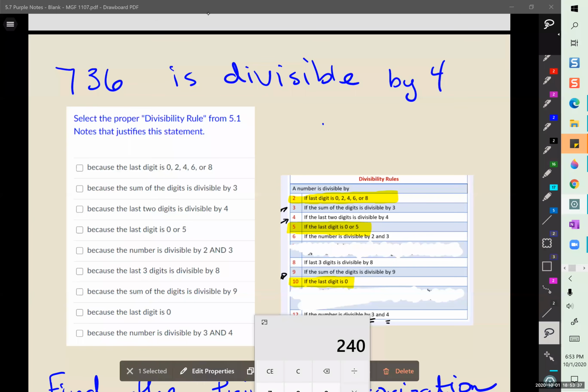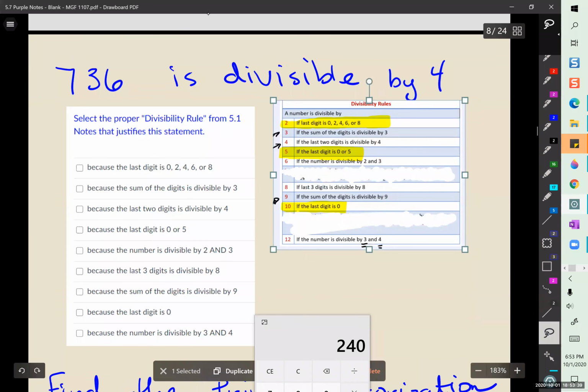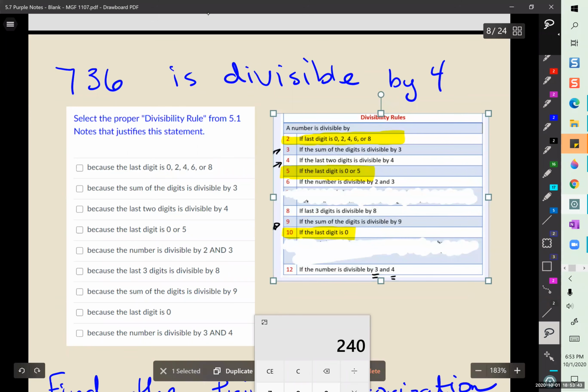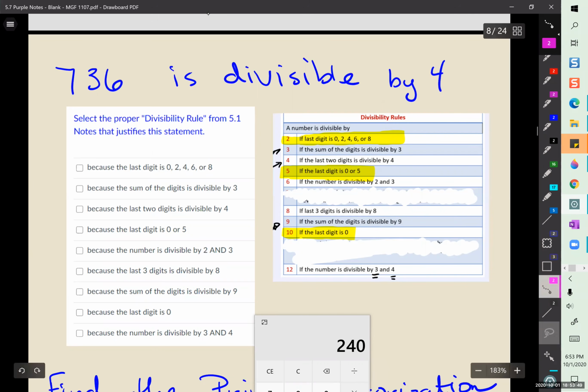Okay, so here's our divisibility rules chart that would be provided on the exam. Take a moment to identify which of these divisibility rules applies to tell us that 736 is divisible by 4, and you'll select the correct box.